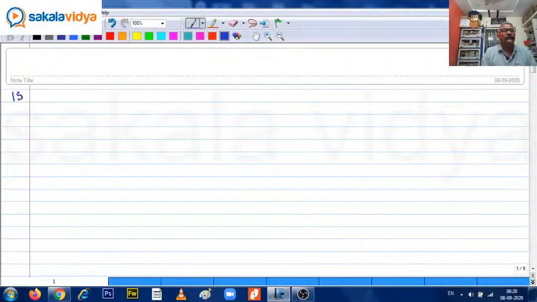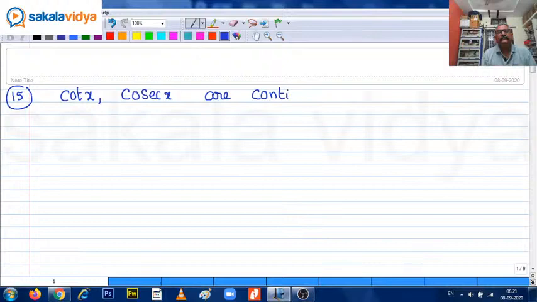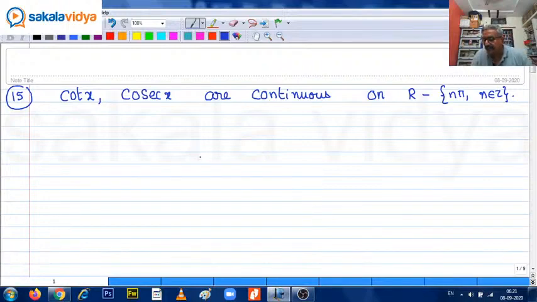Now the 15th point: cot x and cosecant x are continuous on R minus n pi, where n belongs to Z. Cot x and cosecant x are discontinuous at x equal to n pi. They are called points of discontinuity.